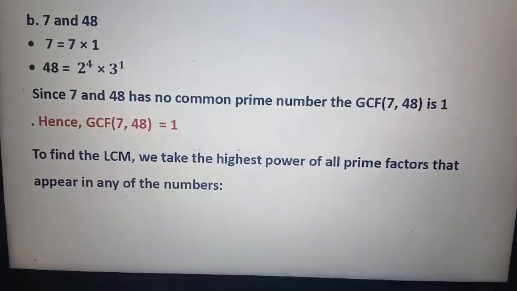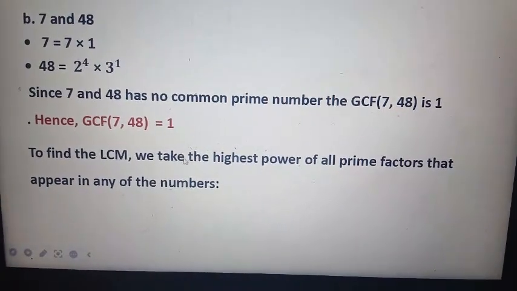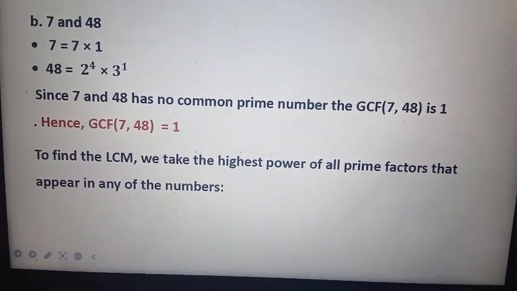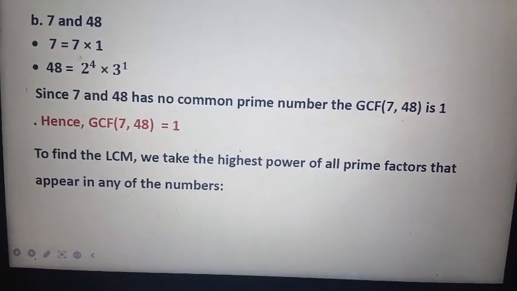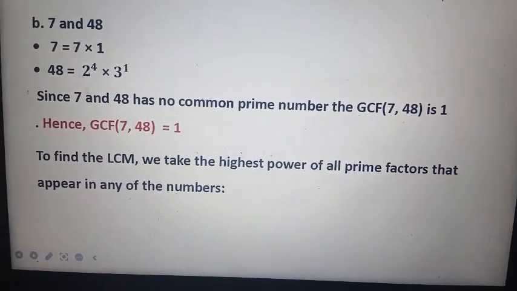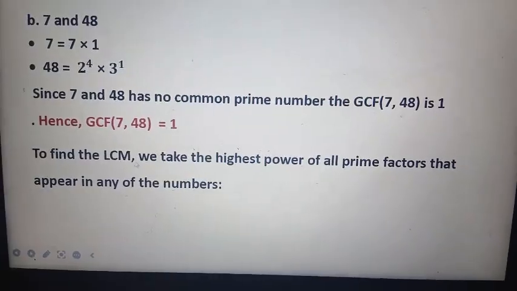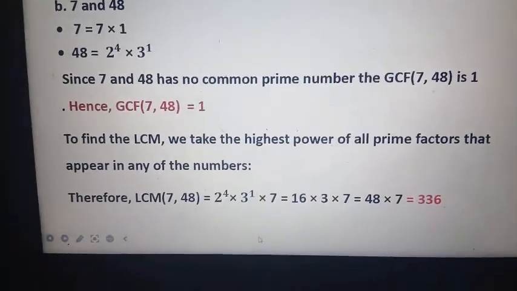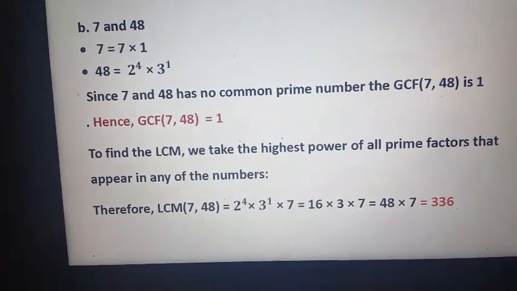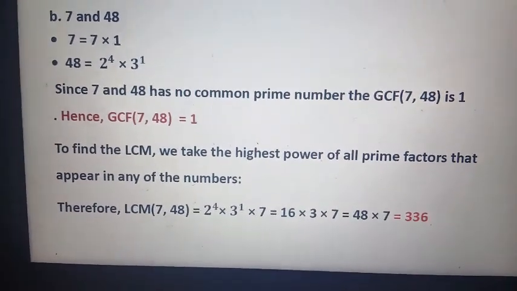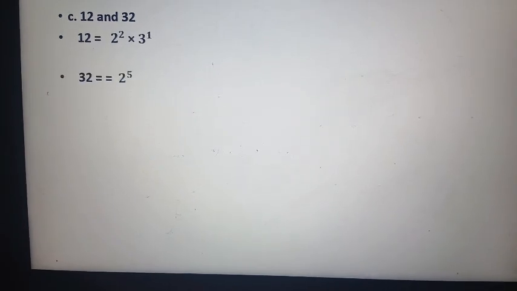To find the LCM, we take the highest power of all prime factors that appear in any of the numbers. So we take 7 and 2 to the power of 4, multiply with 3, and we will get 336. The next one is 12 and 32.